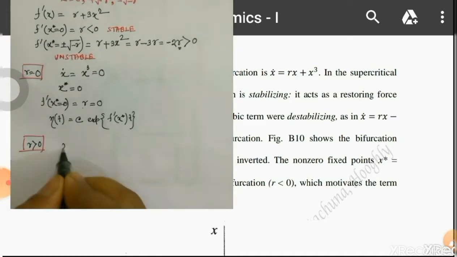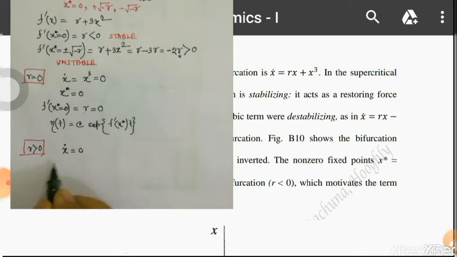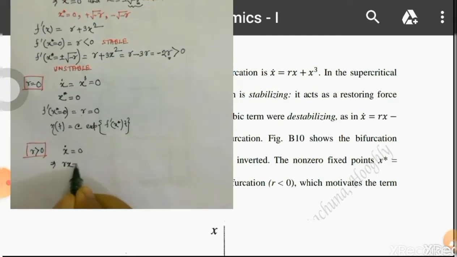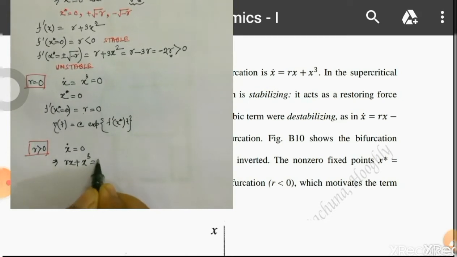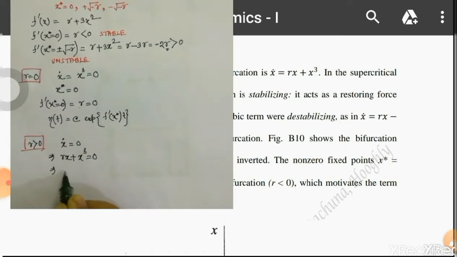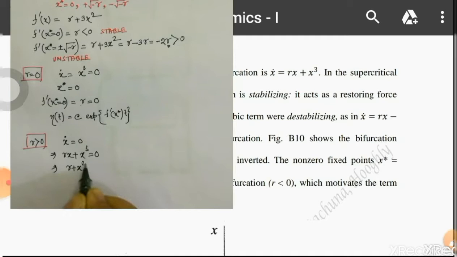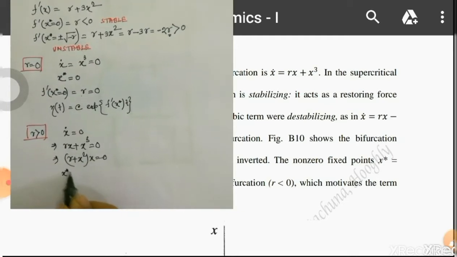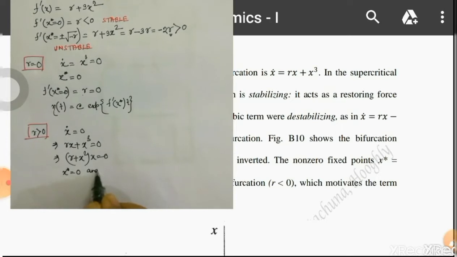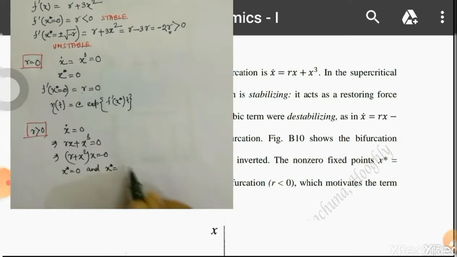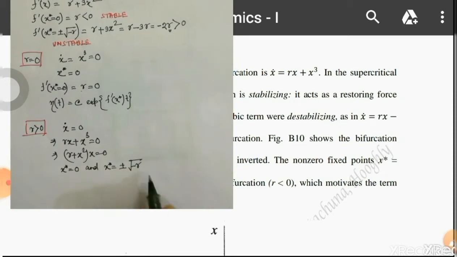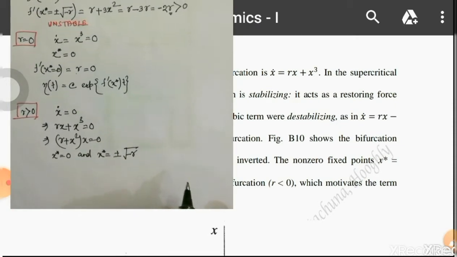Then x dot equals 0. This means rx plus x cube equals 0, that is, x into (r plus x square) is equal to 0. So the fixed points are x star equal to 0 and x star equal to plus or minus root over of minus r.